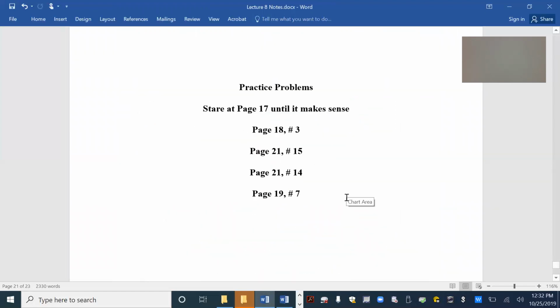Next week is, of course, midterm, but 2 weeks from today, we will look at the following problems. Your first practice assignment, the first thing you need to know: stare at page 17 until it makes sense, because you just need to know how to use page 17, and you've absolutely mastered this topic.